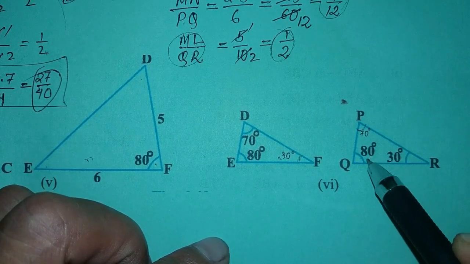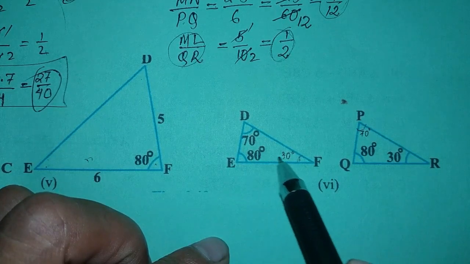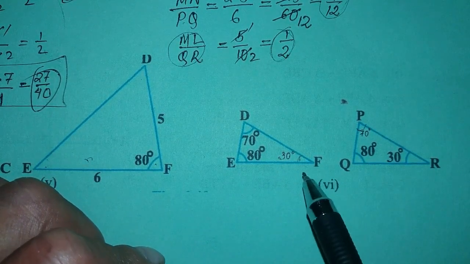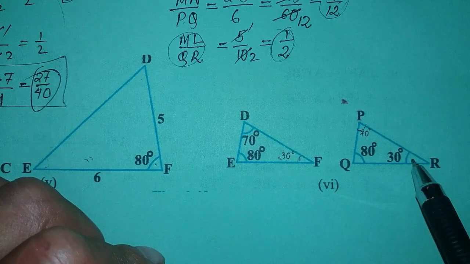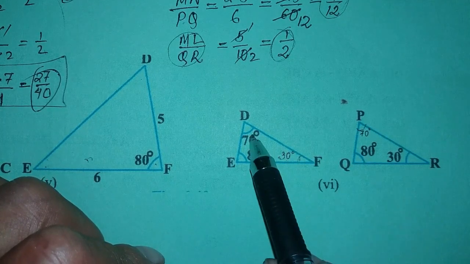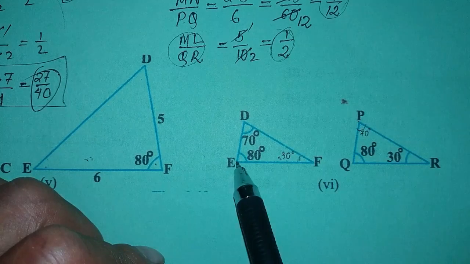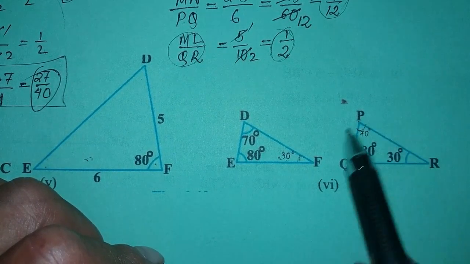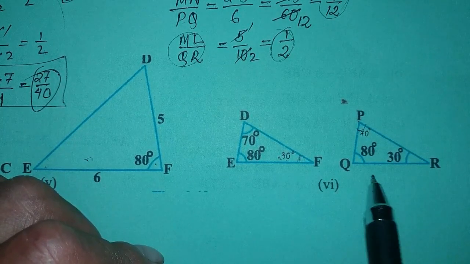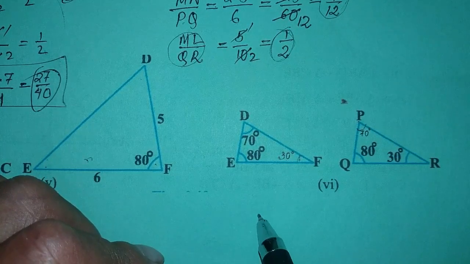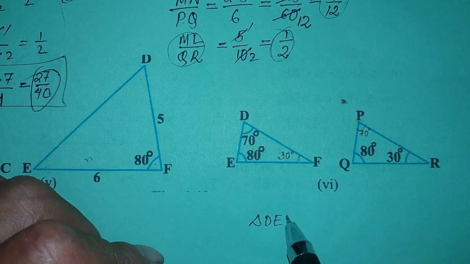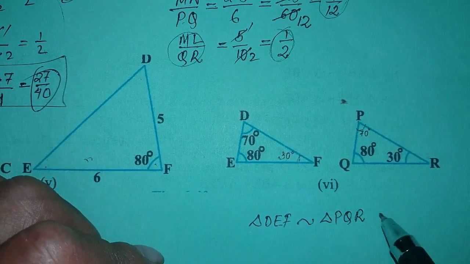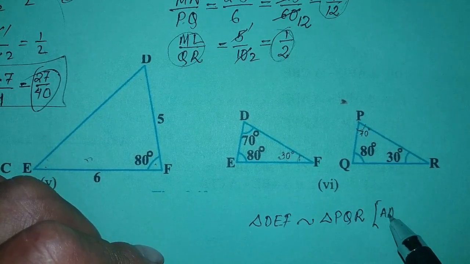Now the sum of the angles of this triangle is 180 degrees, and of this triangle is 180 degrees. As you can see here, this is 30, 30, 80, 80, 70, 70, that is, the corresponding angles are equal. The three angles of this triangle and the three angles of this triangle are equal. So we can say that the two triangles are similar. So you will write here triangle TEF is similar to triangle PQR. This is a similarity.